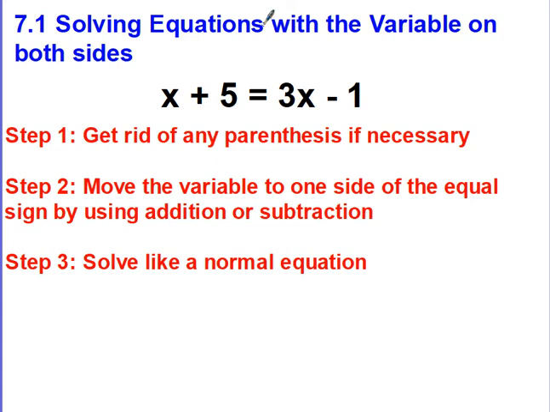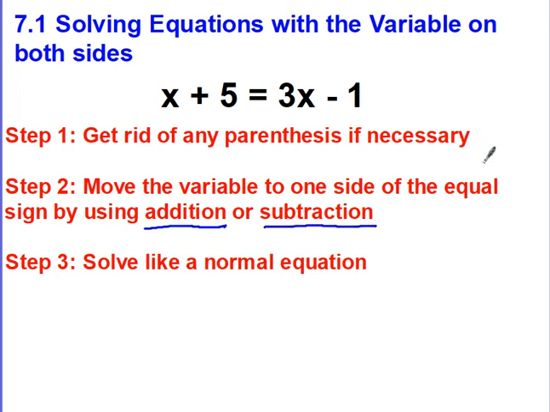They look like they could be complicated at first, but really it's just one extra simple step, and then it should look very similar to a two-step equation, something we're familiar with solving. So step one is to get rid of any parentheses if necessary. For today's purposes, we're not going to have any parentheses in this video. I'll have another one with that later on. That's when we would do the distributive property to get rid of the parentheses. When you see equations with the variable on both sides, you will need to get rid of parentheses first. Then step two, after we get rid of all of our parentheses, is to move the variable to one side of the equal sign by using addition or subtraction.